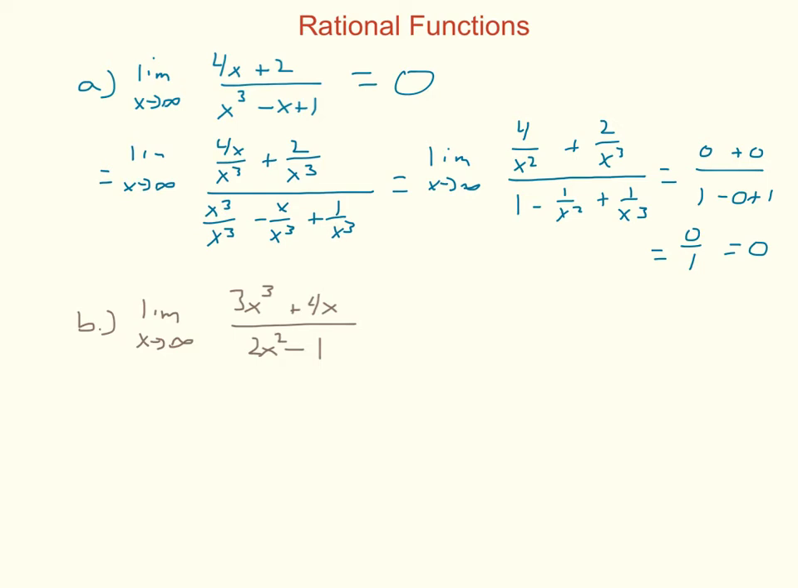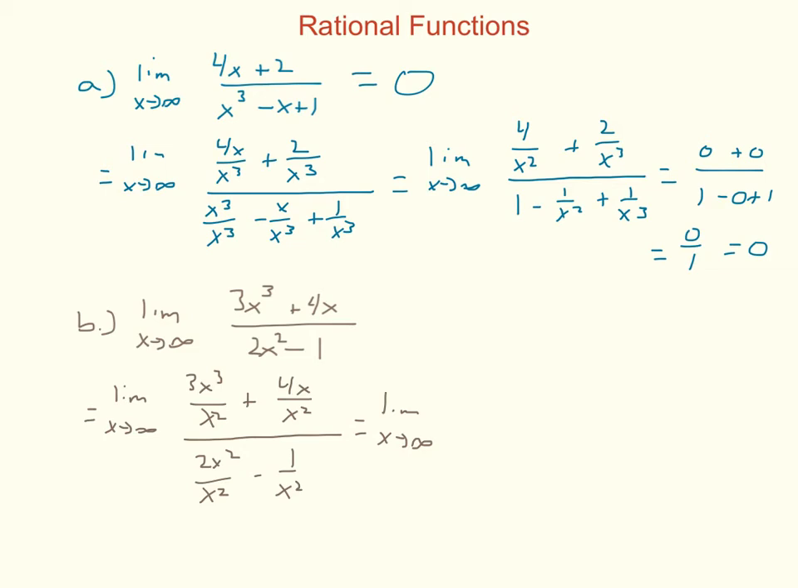Now let's take a look at one where the degree is actually higher in the numerator than the denominator. What I'm going to do here, again, is identify the highest power of x in my denominator. In this case, it's x squared. And I'm going to divide everything by x squared. So this will equal the limit as x approaches infinity of 3x cubed over x squared plus 4x over x squared, all over 2x squared over x squared minus 1 over x squared, which will equal the limit as x approaches infinity. I reduce that: 3x cubed over x squared becomes 3x, plus 4x over x squared becomes 4 over x, all over 2x squared over x squared is 2, minus 1 over x squared.